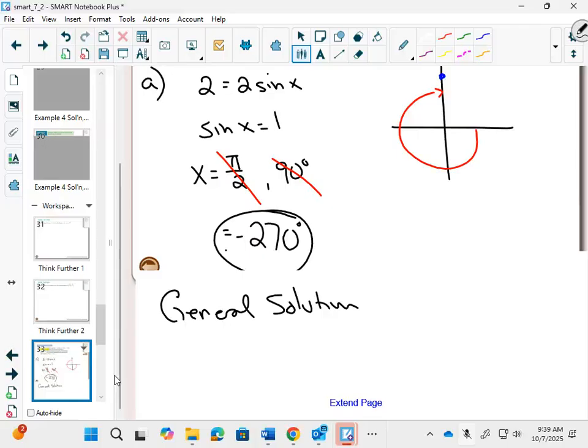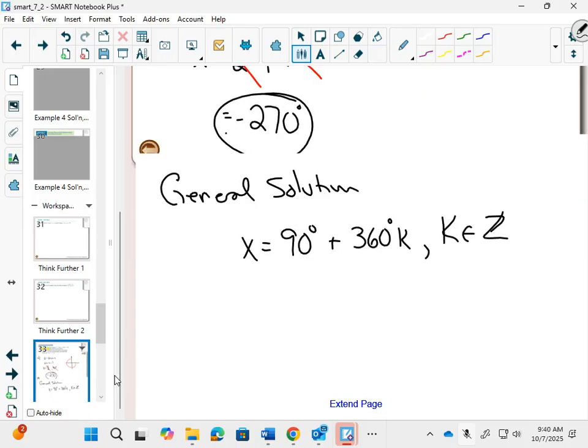Then, whatever answer you get, so I'm going to write x equals 90 degrees. We add 2k pi, well, that's radians. What would we do in degrees? 360 degrees times k, where k is an integer. That's the general solution. But if you look at the answer guide in the textbook, they wrote this one. Is it wrong?